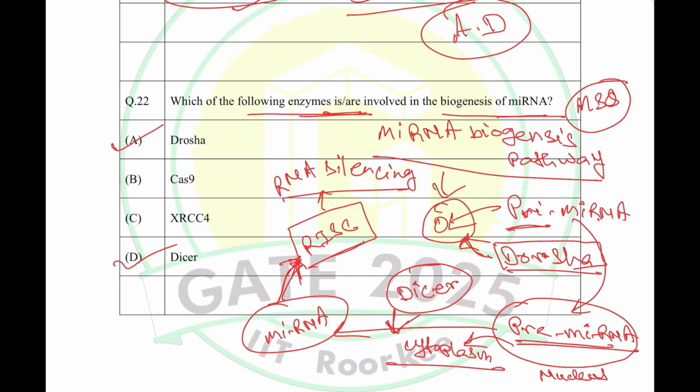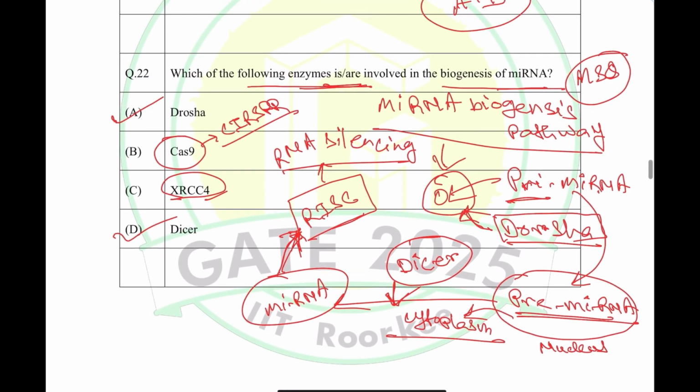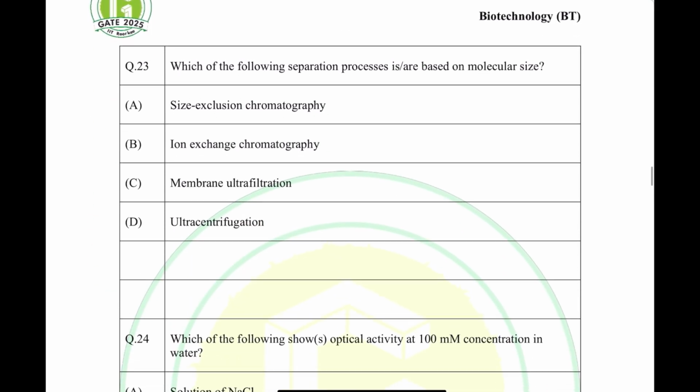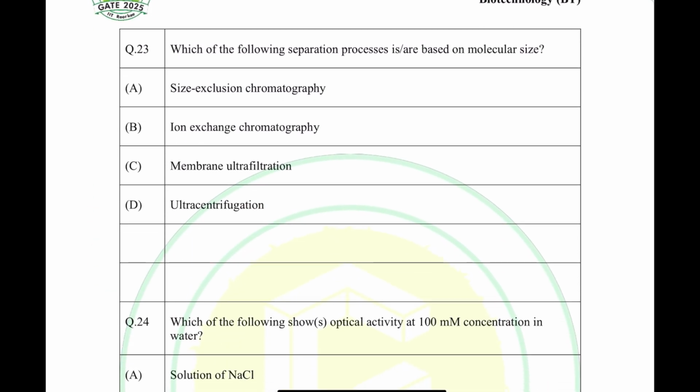Okay, so Cas9, if you talk about the other option, Cas9 is used in the CRISPR-Cas system, and XRCC4 is a DNA repair protein. Okay, so you will read it in DNA replication. So from here we get A and D as the correct option. And moving on to the next question.